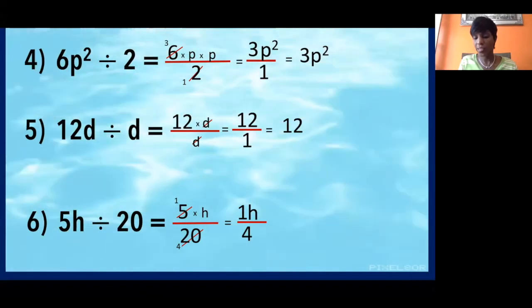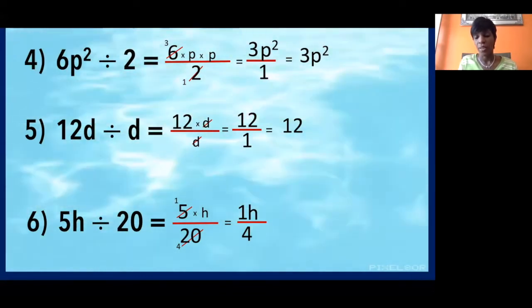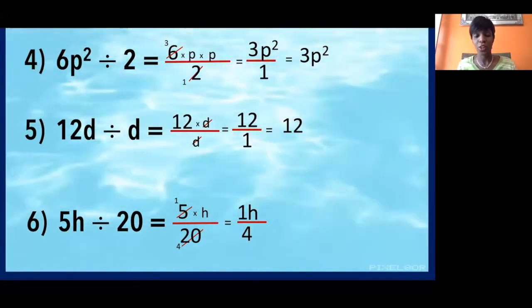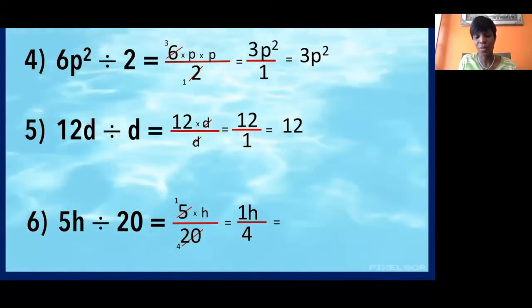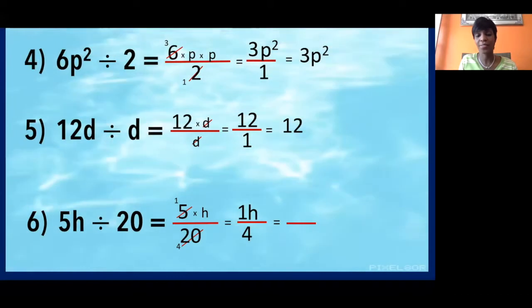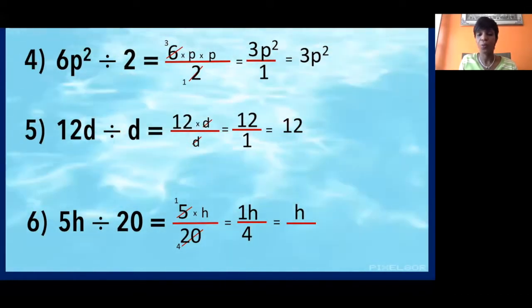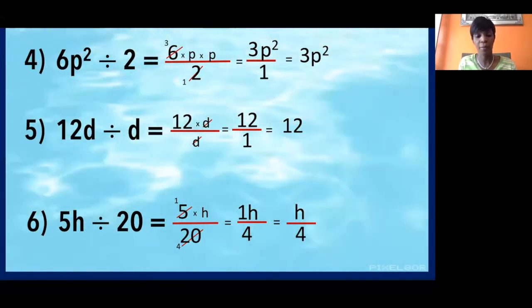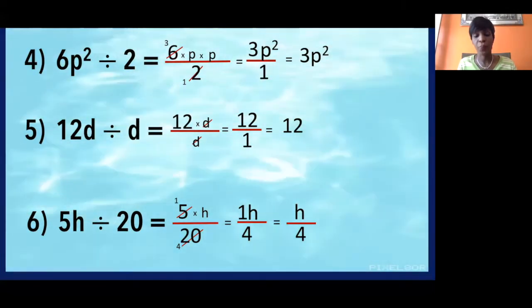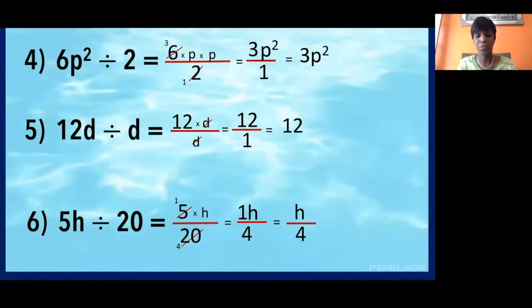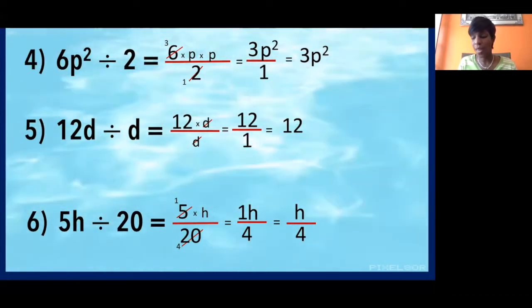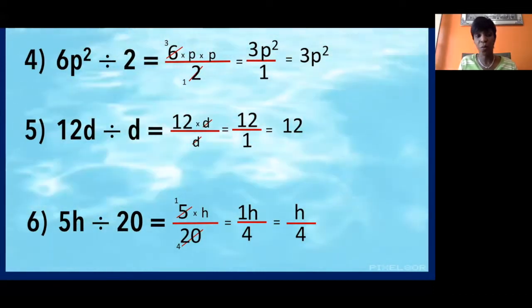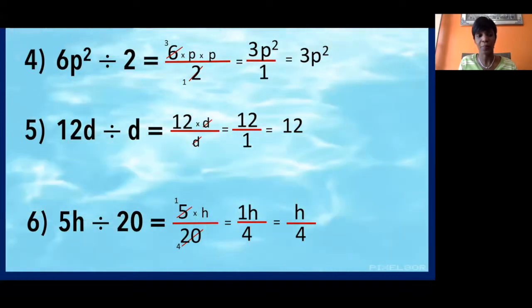Now, 1H, how could we rewrite 1H? I'm trying to make sure that you know all of your algebra skills, so we're going to write it the way it's supposed to be written. Our final answer is going to be H over 4, because we know 1 times H is H, so we don't have to put the 1 to say there's 1H. We know that there's only 1H. Very good. I hope that clarifies it. Let's go on. I'm going to give you some more practice. Let's continue going.